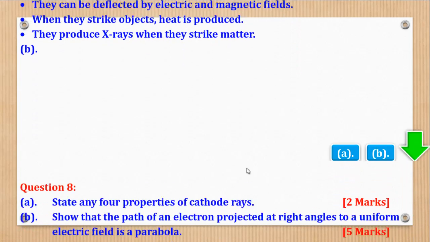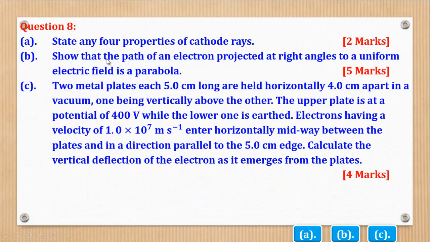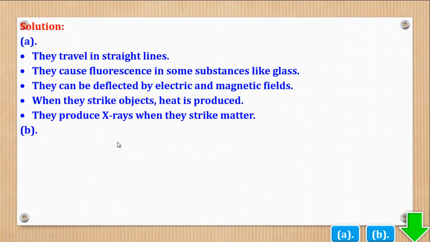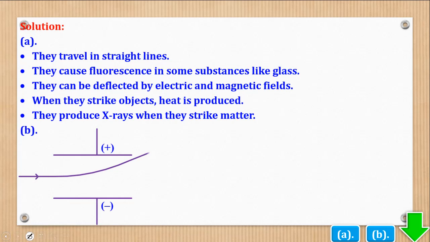Then we shall go to part B. Show that the path of an electron projected at right angles to a uniform electric field is a parabola. So we shall make a simple sketch. That's the electric field. That will be the electron before, inside, and after. So they want us to show that this path is a parabola.